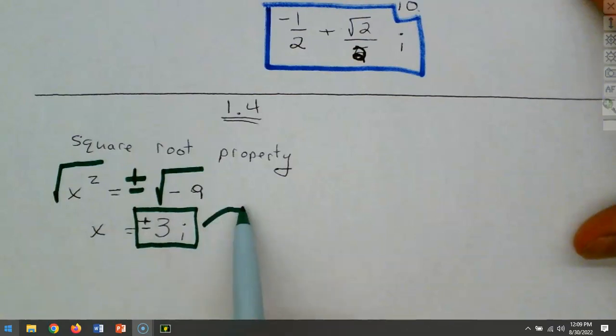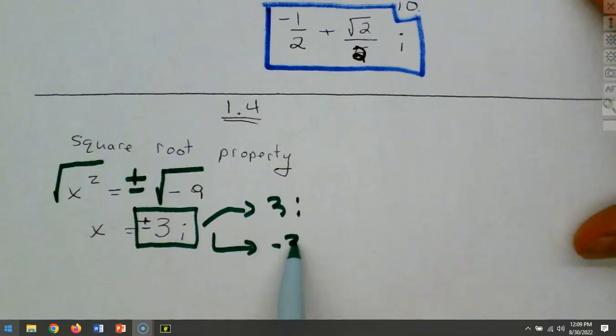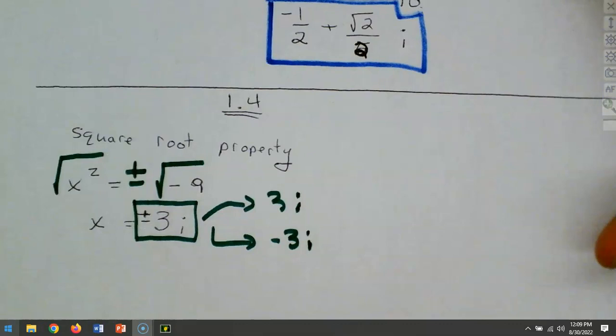What that actually means is this. It's 3i, and it's also a minus 3i. It's just a shorthand way of writing both of them at the same time. So plus or minus means there's actually 2 solutions. A positive 3i and a negative 3i.